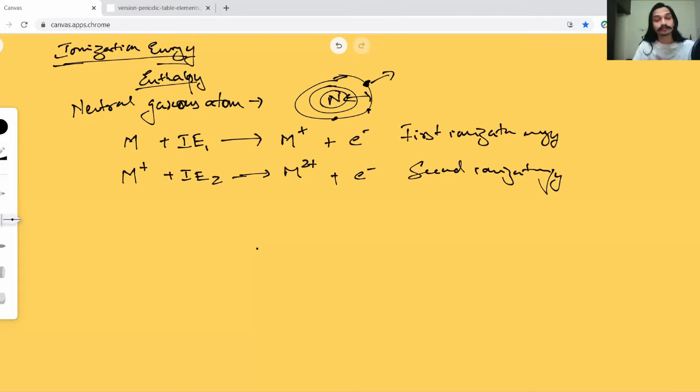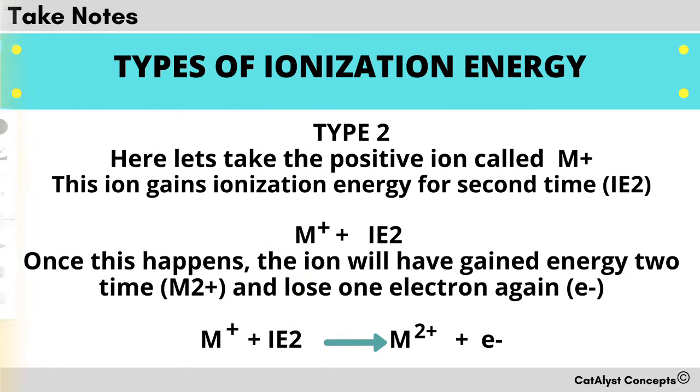Now generally the second ionization energy is more than the first ionization energy. You need more energy to remove an electron from the ion than from the neutral atom. It's quite simple. You can follow the reasoning that we had yesterday. If you can think of it, put it in the comment, that will be excellent.